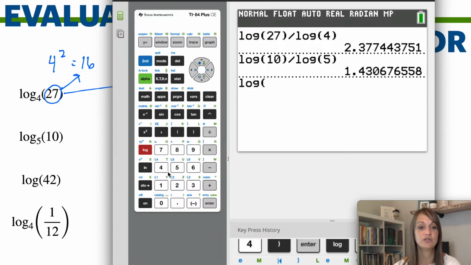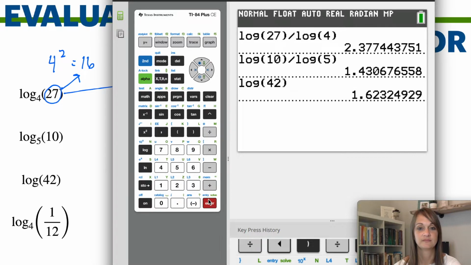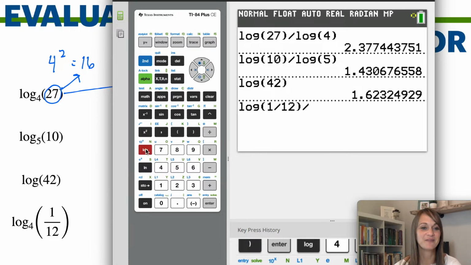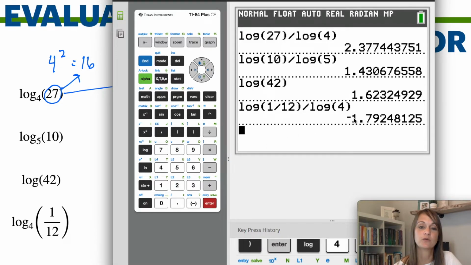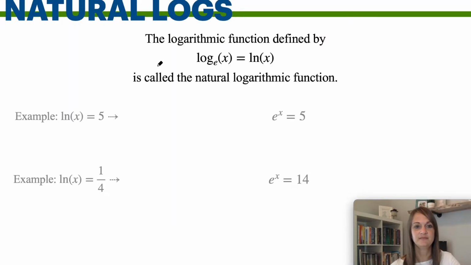Log of 42, you can just type in log of 42. And you'll get 1.6. And then log of 4. So 1/12. So what you would do is log of 1 divided by 12, close the parentheses, divided by log of 4. You should get a negative because 4 raised to a power that creates a fraction should be negative, because 4 raised to a negative power is what flips it to make it a denominator. So you should get a negative in the last case.